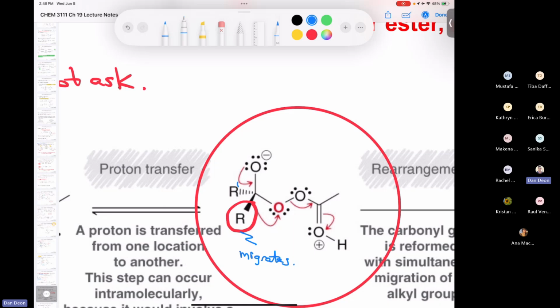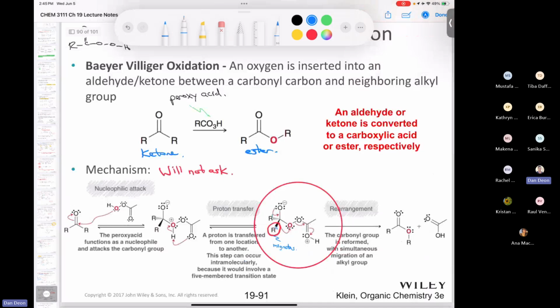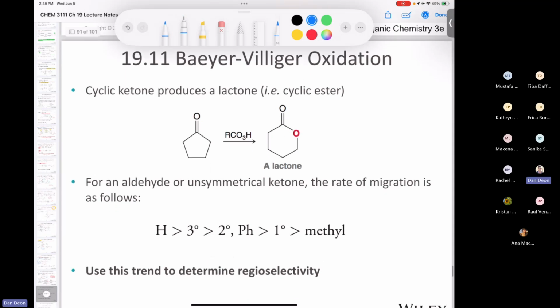But the thing is, if these two R groups are different, then you have to make a decision as to which R group is going to migrate and which R group stays the same, okay? And that's based off of something called migratory aptitude. So if you have a cyclic ketone, it gives you a cyclic ester, and a cyclic ester has its own name. It's called a lactone, okay? So you can see here, this is called a lactone. Now, if you're wondering, what about this migratory aptitude? How do I know which side is going to move if it's unsymmetrical? It's a good question, okay?